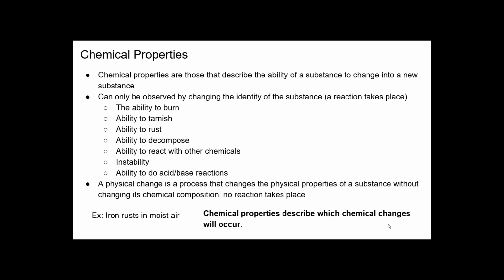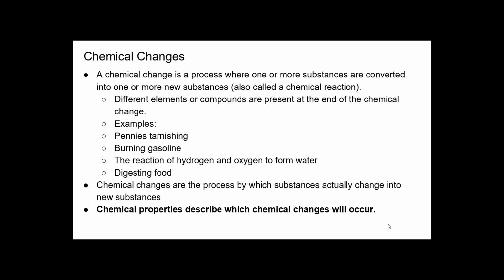It describes which chemical changes will occur. We know that iron will rust in moist air. That's a property that goes with iron. However, in a physical change, like tearing a piece of paper up, no reaction takes place. It's still a piece of paper. So a chemical change is a process where one or more substances are converted into one or more new substances.